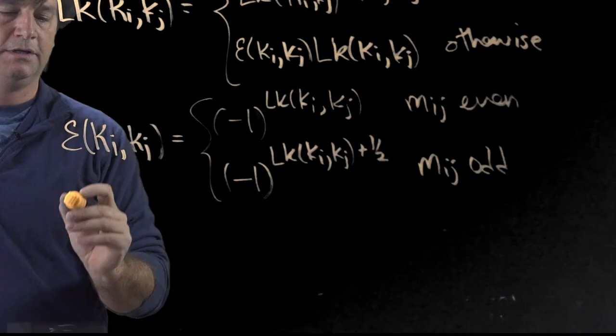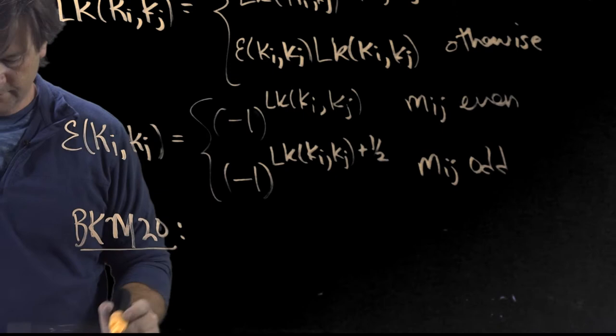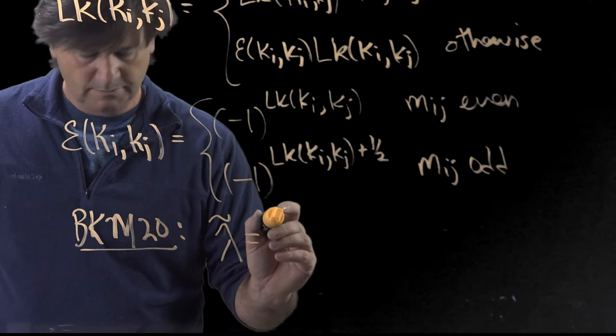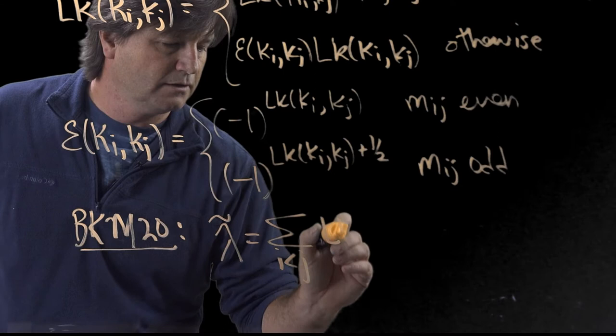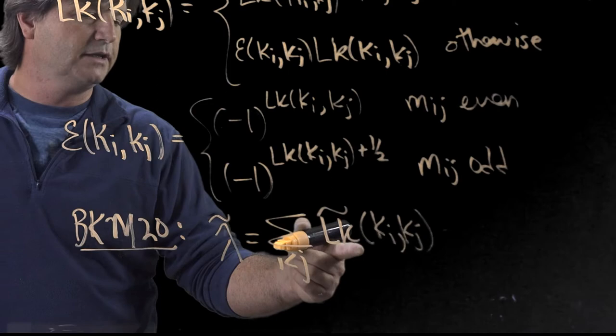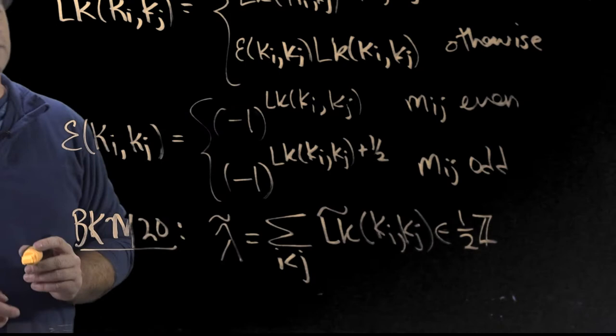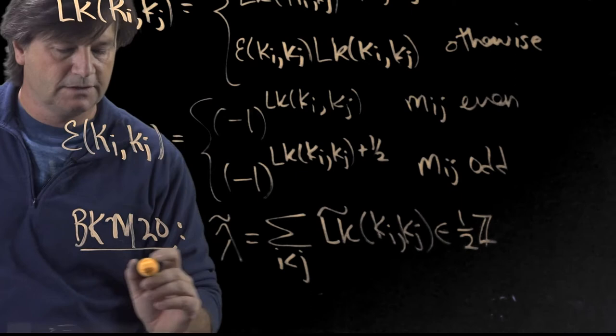So with that understood, then BKM 20. We define the modified linking number to be just what you expect: for i less than j, the linking number of ki, kj. And because we're dealing with virtual links and some of the links can be odd, the linking number here could clearly still be a fractional. So we still are in multiples of 1/2. But this is now an oriented link invariant.